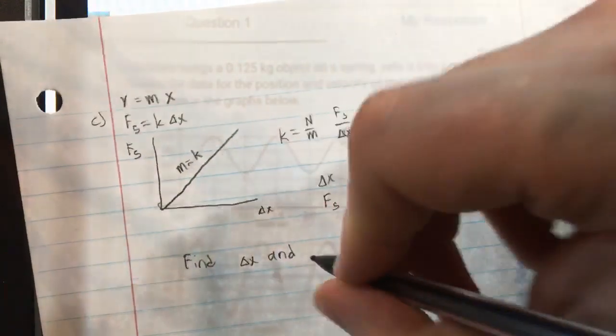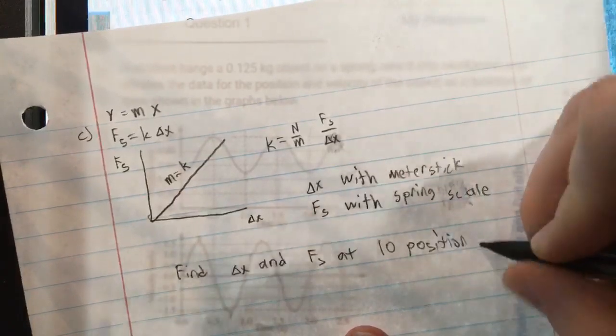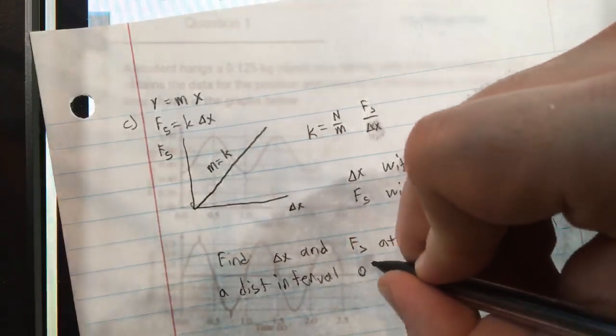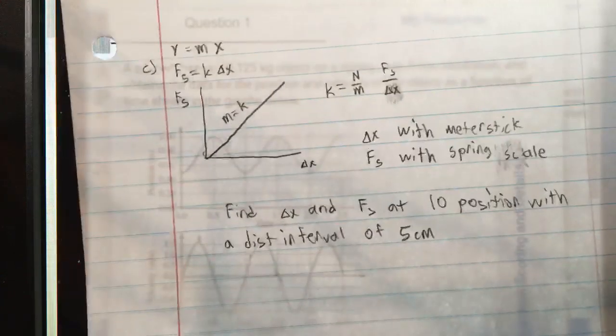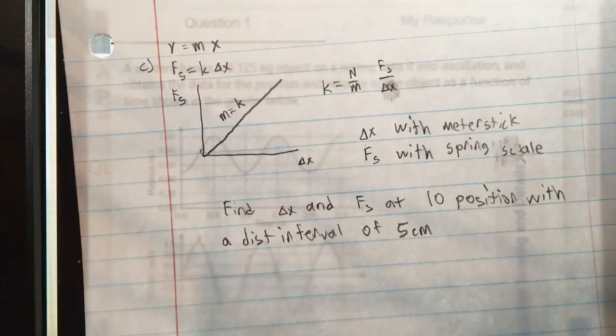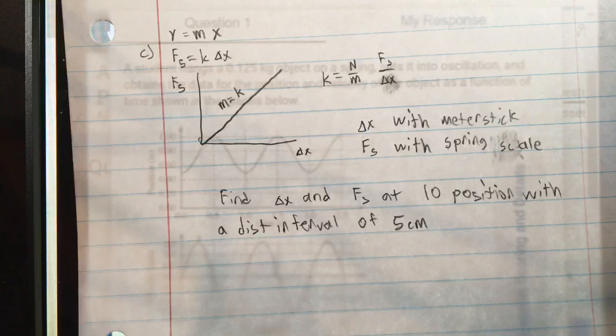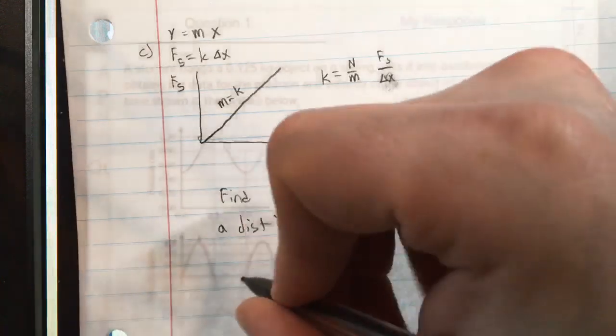So find the delta x and spring force at 10 positions with a distance interval of 5 centimeters or something. So just something like that, where you say measure how far the object is from equilibrium using a meter stick, measure the spring force with a spring scale force gauge. Then once we do that, you can just say find the position, how far we are from equilibrium with a meter stick, find the spring force using the spring scale at 10 different positions, and 5 centimeter intervals. Just something like that should be fine. Collect all necessary data. That's enough to gather the data. Equipment, that's good. And then you can always throw in multiple trials just to be safe.